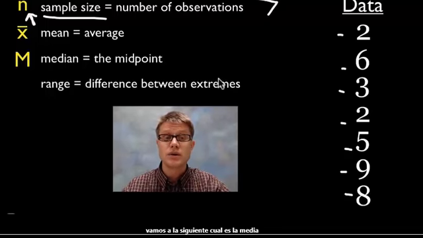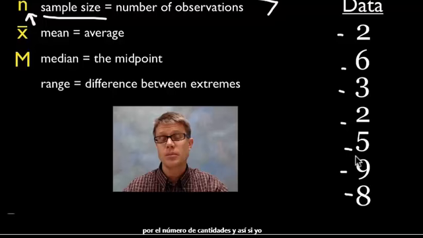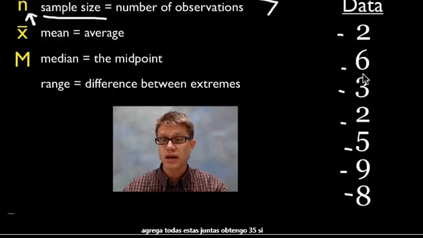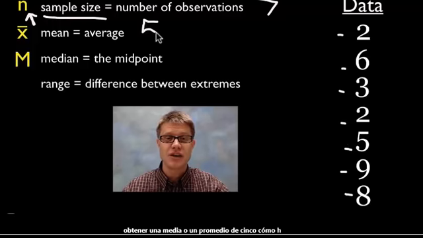Let's go to the next one. What's the mean, or what's the average? Well, to figure that out, all you do is add up all of these quantities, and you're going to divide it by the number of quantities. And so if I add all these up together, I get 35. If I divide that by 7, which is the total number in my sample size, I'm going to get a mean, or an average, of 5.